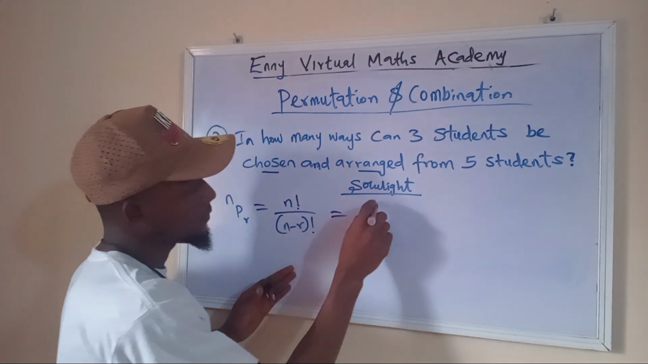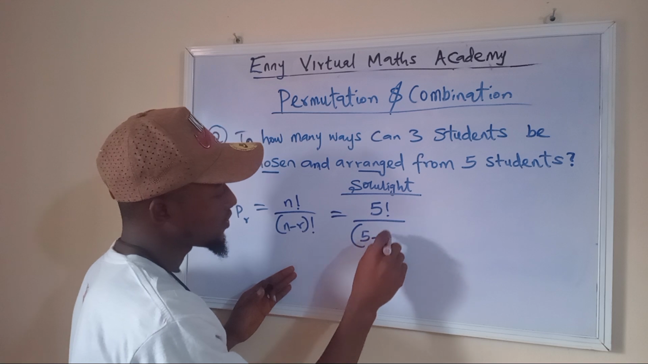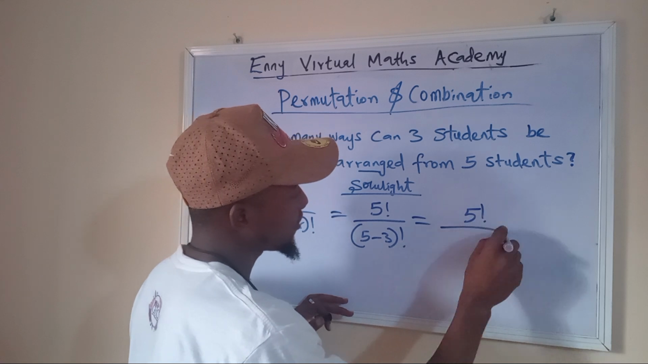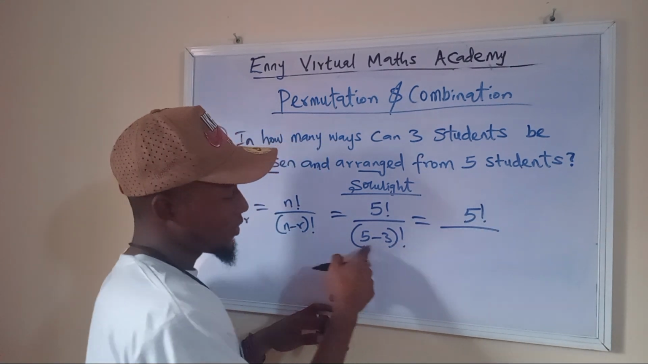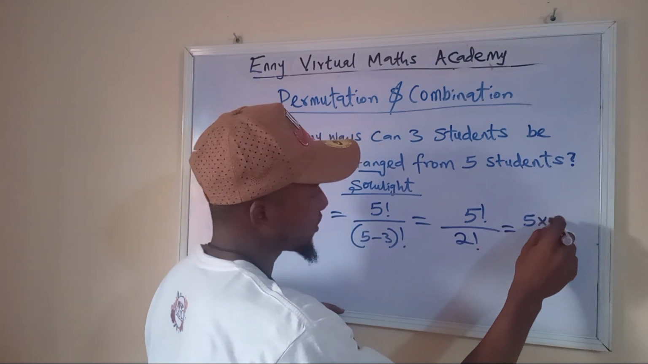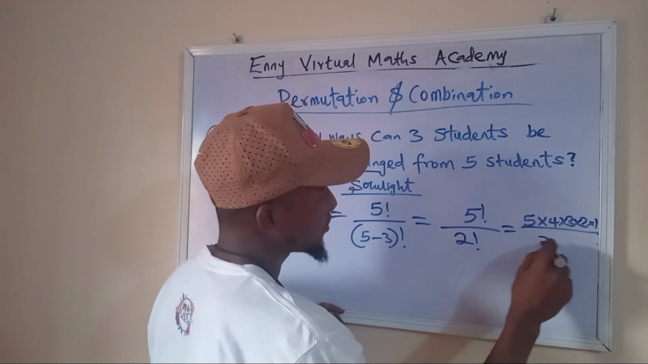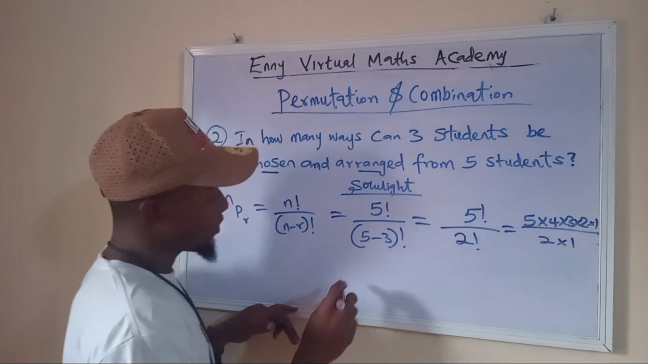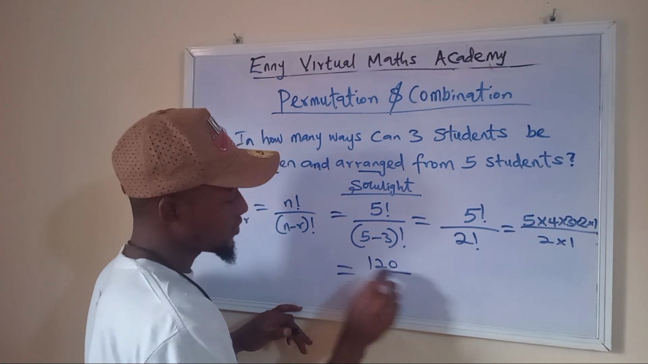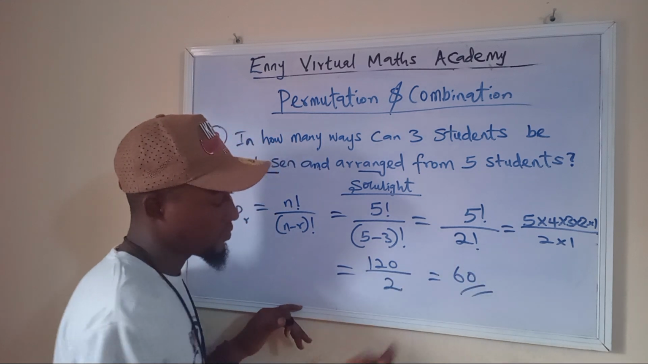So we are going to be having 5 factorial all over (5 minus 3) factorial. This will lead to 5 factorial all over, 5 minus 3 will give us what? 2 factorial. This one will now give us 5 times 4 times 3 times 2 times 1 all over 2 times 1, right? So from here, if you multiply all this through, we are going to be having 120 divided by 2 times 1, which is 2. So this will give us what? 60. That is, 120 divided by 2 will give us 60.